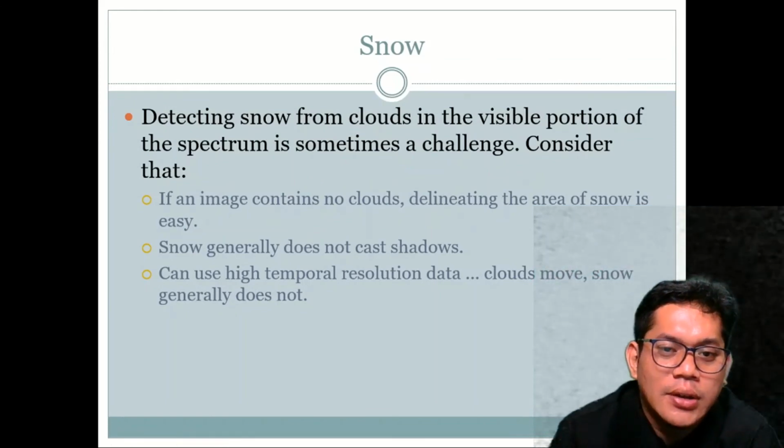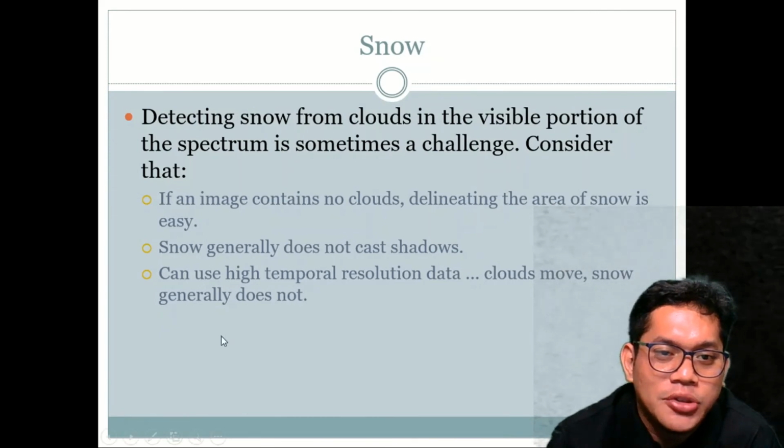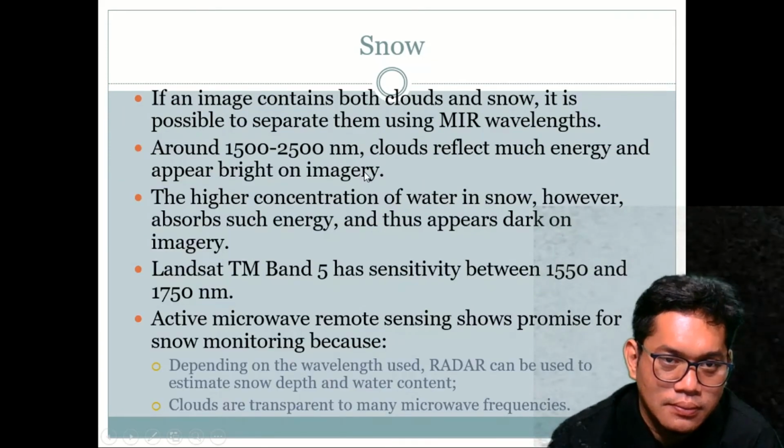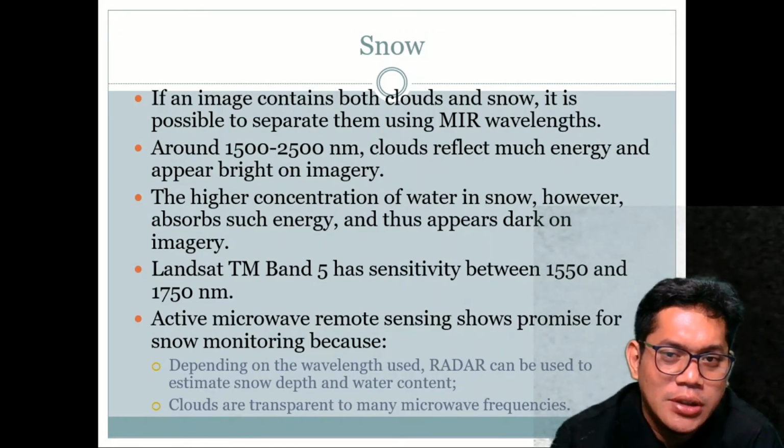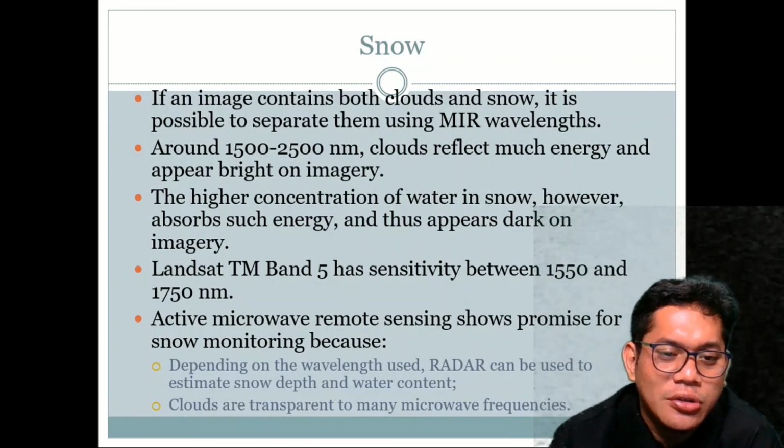However, it's quite difficult because of the cloud in the visible portions of the spectrum. So if the image contains both cloud and snow, it is possible to separate them using the middle infrared, where the cloud reflects within the middle infrared. However, the snow will be different. However, by using active microwave remote sensing, we are able to show the snow because of the wavelength of the radar being used. It can estimate the snow depth, and the clouds are transparent to the radar system.